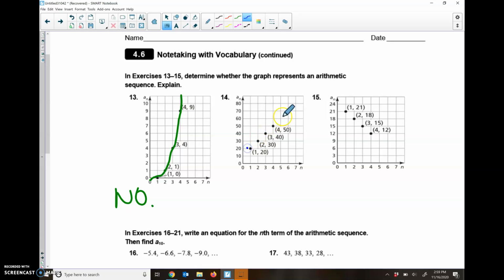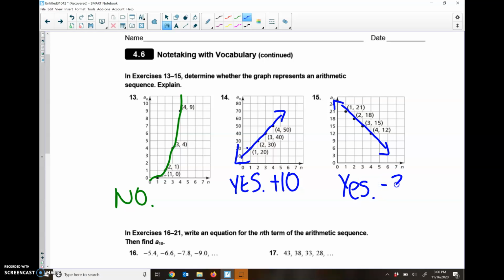Here at number 14, it looks like that's going to be a straight line there. And then again, if we look at the numbers, 20, 30, 40, 50, yes, it is a constant pattern there. We're adding 10 each time. Same thing here. It looks like I can connect the dots, give myself a straight line. And if I look at the numbers 21, 18, 15, 12, yes, it's going to be linear. It looks like we are subtracting 3 each time.